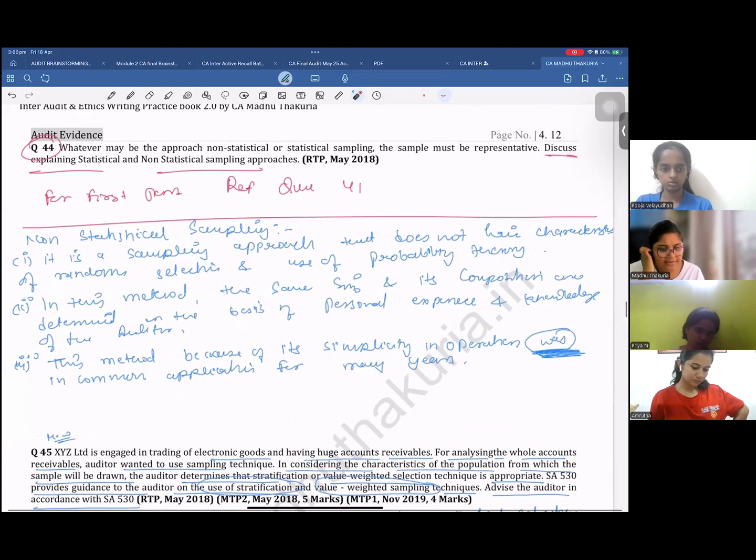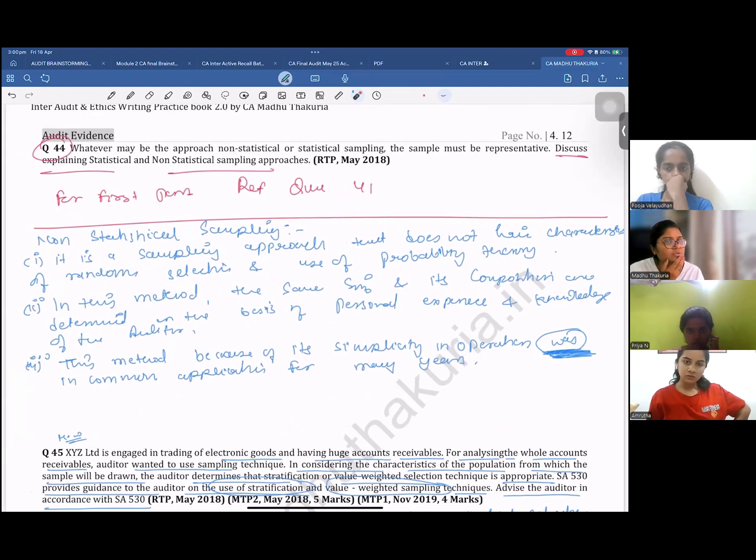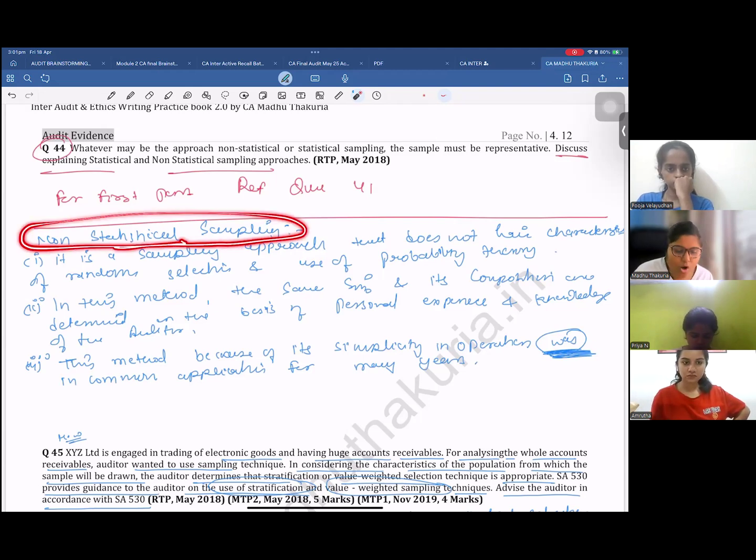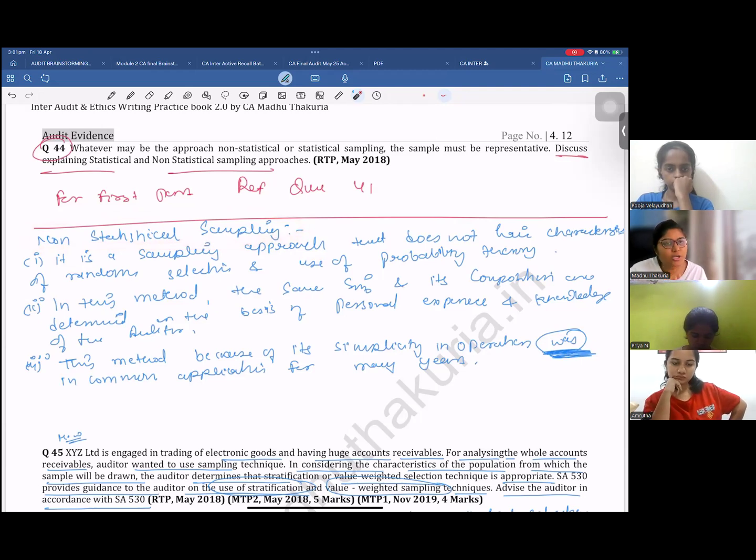Under non-statistical sampling, you remember you studied that non-statistical sampling is based on the personal experience and knowledge of that auditor, right? So even though non-statistical sampling is not scientific, as auditors we still use it, and we have used it for a very long period. Even though it is not scientific, it is still based on the experience and knowledge that we have obtained in previous audits. Right? So what is non-statistical sampling?